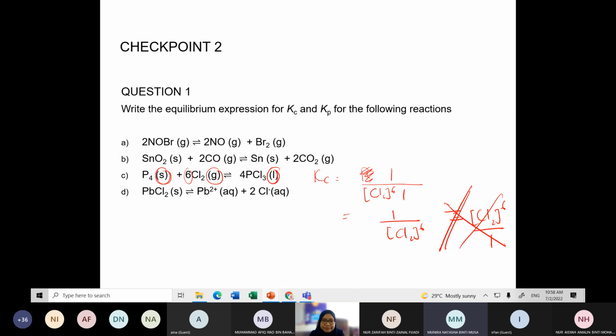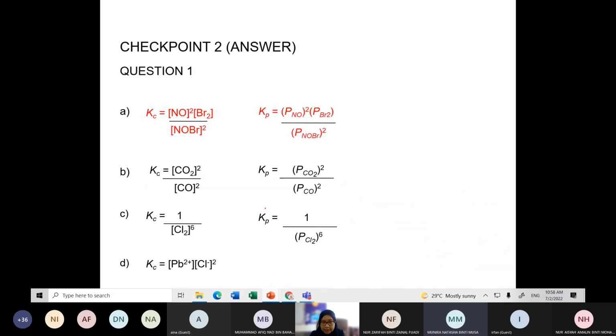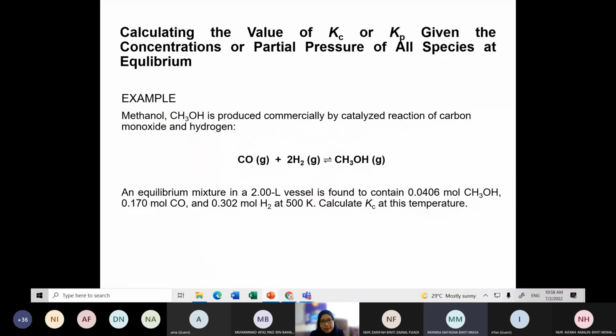Okay, alright. Okay, D, we don't have Kp for D. We don't have Kp for D, but we do have Kc. Okay, alright, good. Now we are going to calculate the value of Kc or Kp given the concentration or partial pressure of all species at equilibrium.